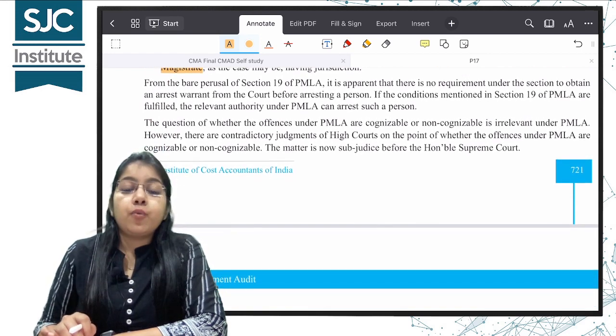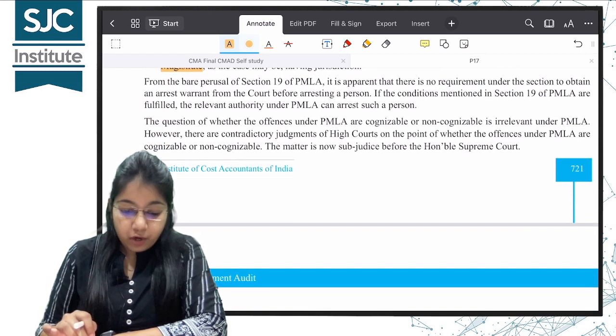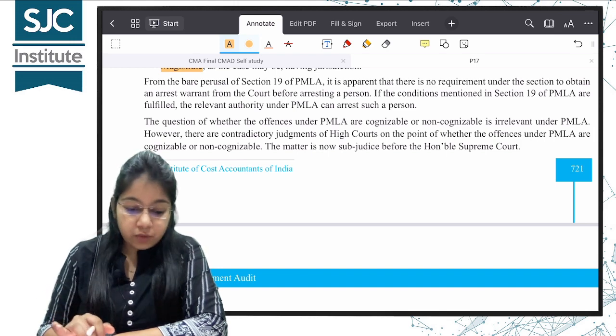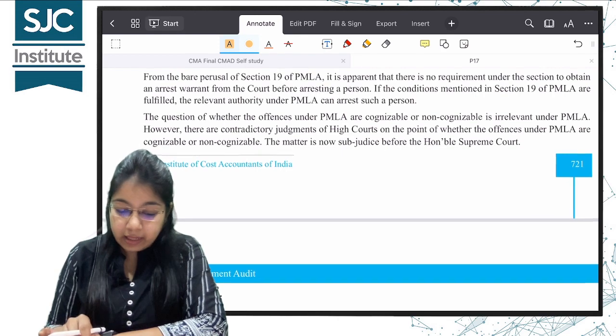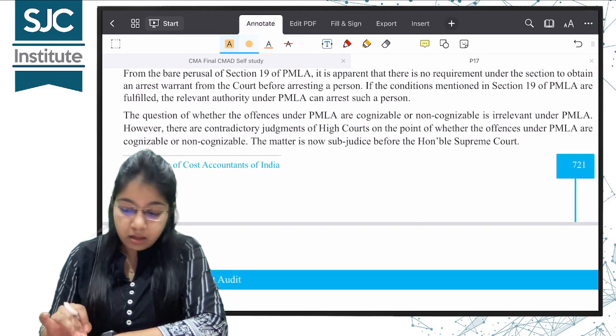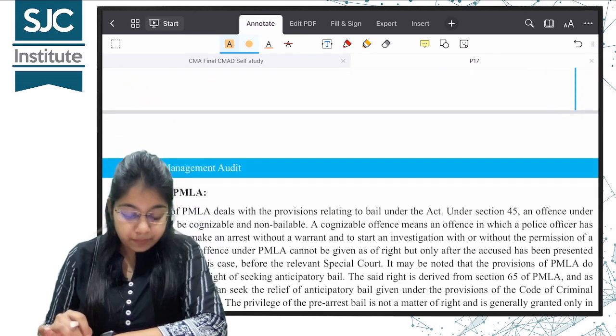Again, there is no requirement to produce an arrest warrant before arresting a person. Okay, there is no need to produce the arrest warrant before the court. They can just directly arrest a person. That means it is a cognizable offence.